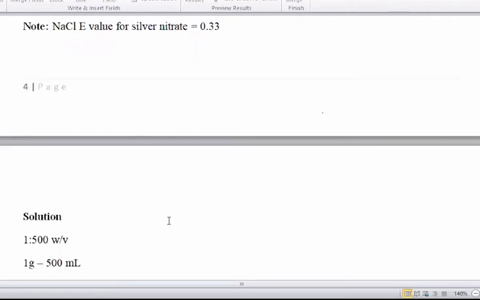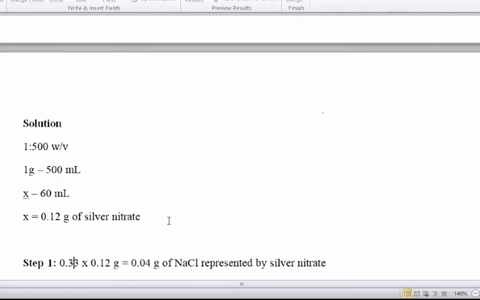Okay, here is the solution. 1 to 500 weight in volume means 1 gram in 500 mils. Therefore, how many grams will be found in the 60 mils that we are preparing? X in 60 mils. So in the 60 mils, you are going to have 0.12 grams of silver nitrate.